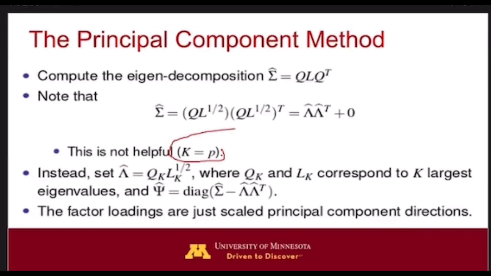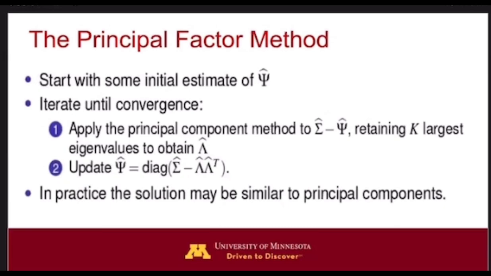So we're only going to choose the ones that correspond to the k largest eigenvalues. Then we have the principal factor method. In the principal factor method, you start with some initial value for this guy. Then you iterate until convergence. At the end of the day, you update that, so you keep on updating until convergence happens.